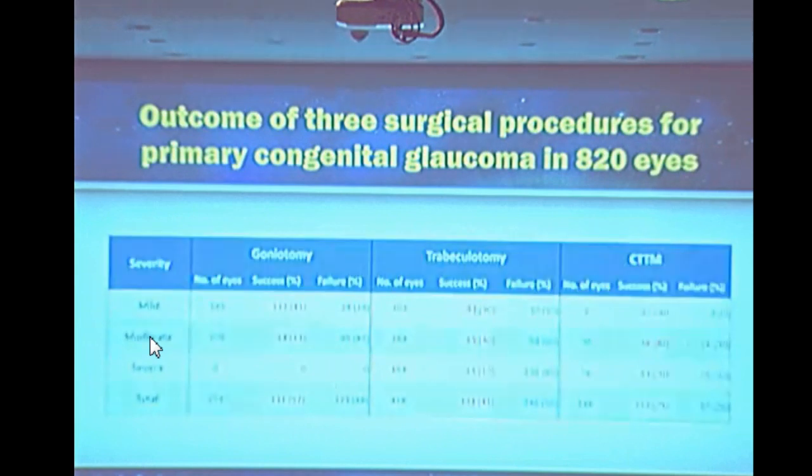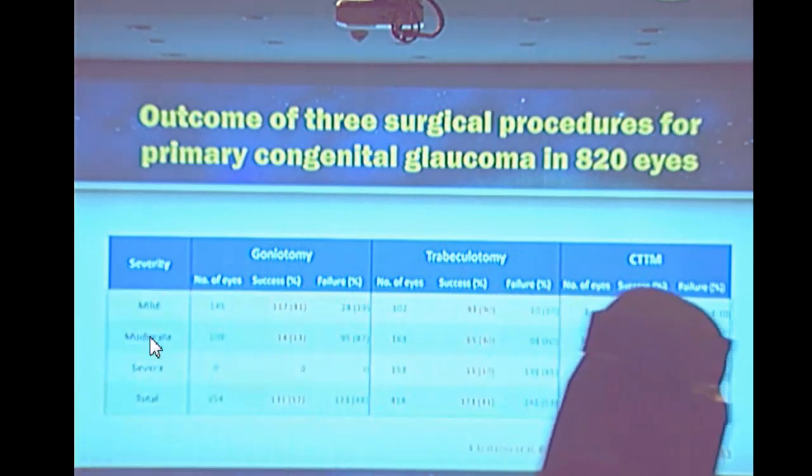And this is a very important study. I want you to take that and read it. It's very careful, very careful. This is a large series reported from this institution by Dr. Hazmi and his colleagues. They compared the outcome of three procedures, the goniotomy, the trabeculotomy, and the combined trabeculotomy and trabeculectomy in 820 eyes of 530 patients, as far as I recall.